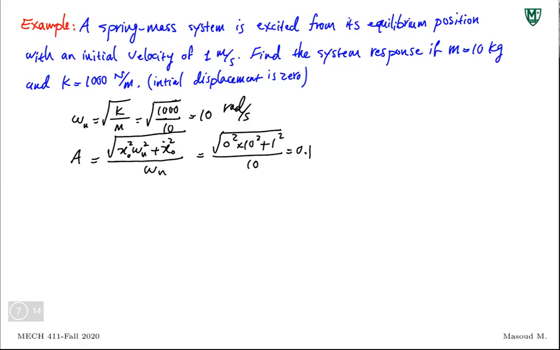You can find phi, right? So phi is equal to tan inverse of x naught omega n over x naught dot. Now this becomes tan inverse of x naught, which is 0, times omega n, which is 10, divided by x naught dot, which is 1. What do we get for angle or phase? What is the tan inverse of 0? 0.